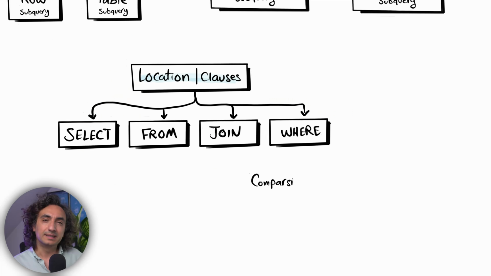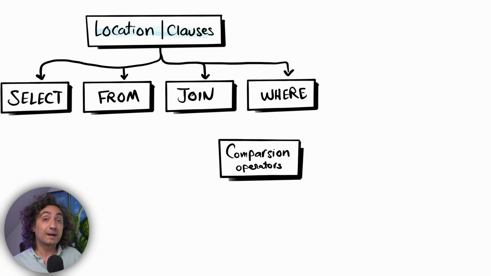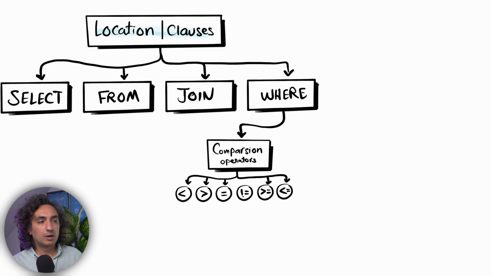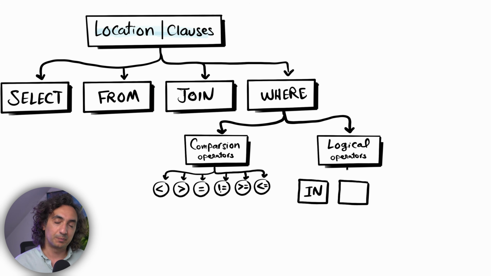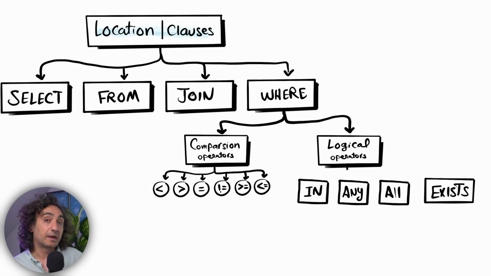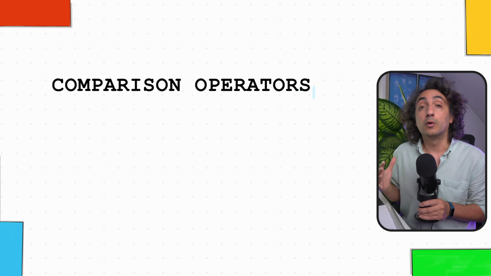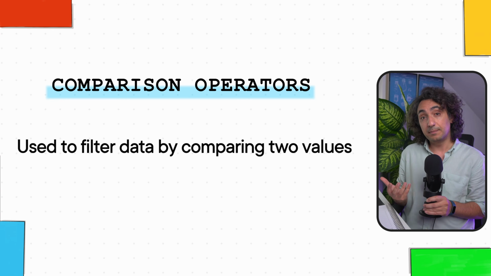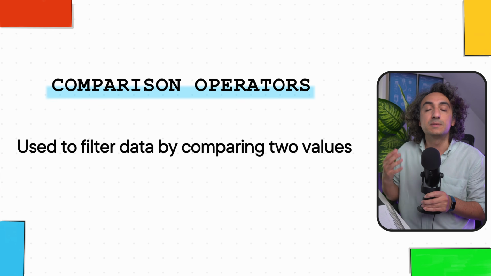And now in order to filter data using the where clause, we have to go and use operators. And we can split it into two groups. We have the comparison operators and another set, we can call it logical operators, or sometimes we call it subquery operators. So now first we're going to talk about the comparison operators. They are operators that we can use in order to compare two values in order to help us filter the data based on a specific condition.